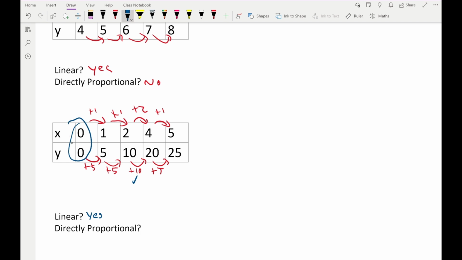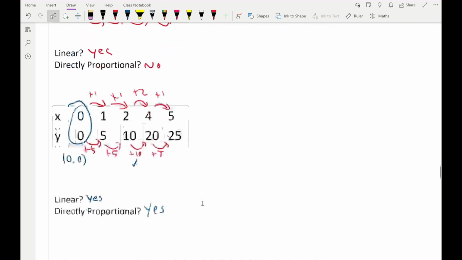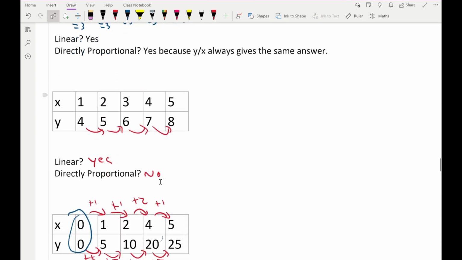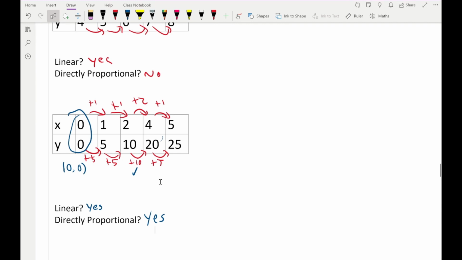Is this directly proportional? Well, this doesn't really work for our division test, but we know directly proportional has to go through the origin. So actually, we already know that it is directly proportional, but let's just check. 5 divided by 1 gives 5, yep. 10 divided by 2 gives 5, 20 divided by 4 gives 5, and 25 divided by 5 gives 5. It is directly proportional. Cool. So we haven't seen an example of a non-linear graph yet, but you can kind of imagine if that was like a 26 or something, it would have gone up by 6, and then it would not have been linear in that case.